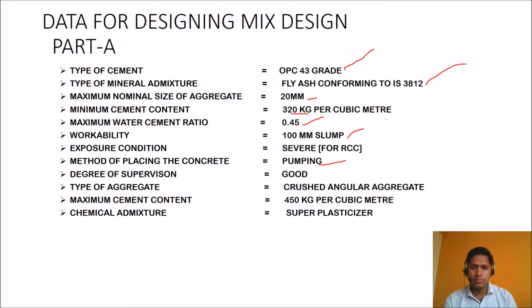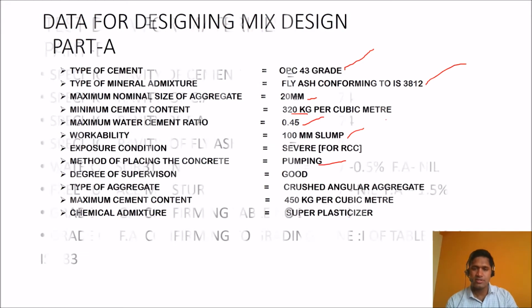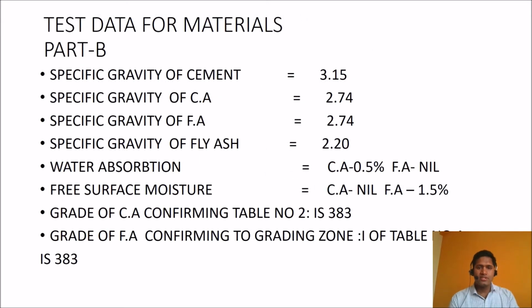Then degree of supervision is good. Crushed angular aggregate is used, as the type of aggregate. Then maximum cement content 450 kg. Chemical admixture is super plasticizer. Test data for the material.